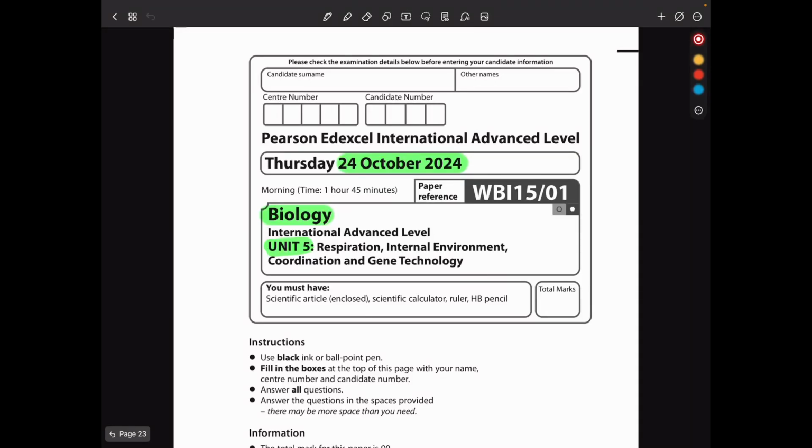Today we're doing the Pearson Edexcel International A-Level Biology Unit 5 for October 2024. Let's begin with the first question.